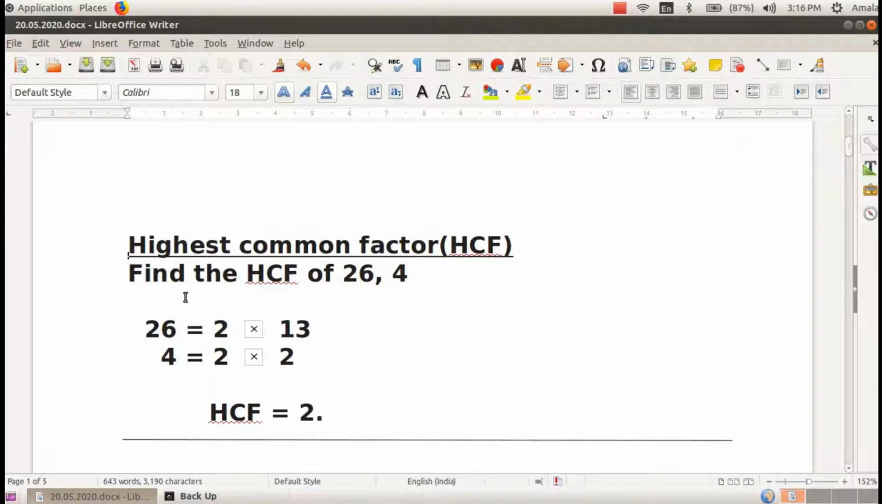Here we need to find the HCF of 26 and 4 by prime factorization method. 26 we can write 2 times 13 and 4 we can write 2 times 2. Here only one 2, from 26 this 2 and from 4 this 2. We can see only one 2 is common. So HCF of 26 and 4, that is equal to.